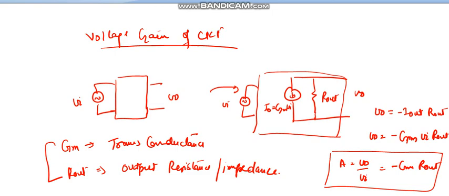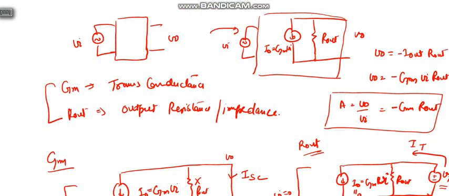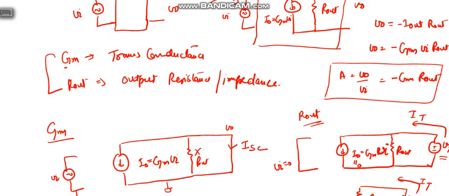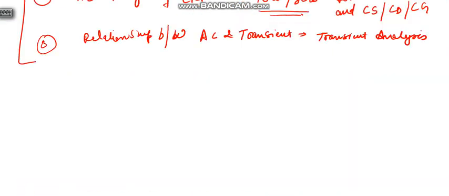Hello friends, in previous lectures we have seen how to find voltage gain of a circuit, and for this we need transconductance and output resistance. So today we will see how to find output impedance or output resistance of different configurations of circuit. These are required so that we can find the output impedance of any complicated circuits.